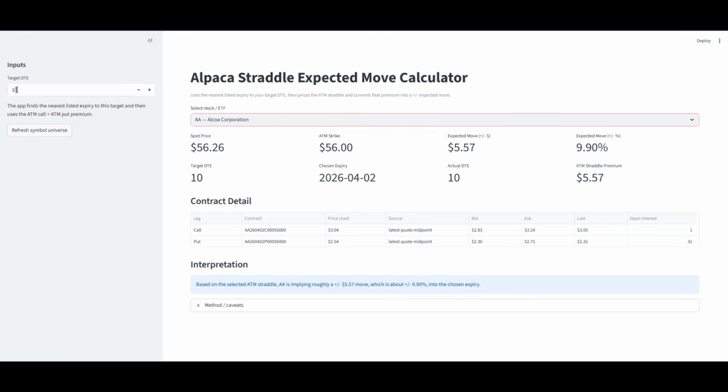And you can change the time horizon as you like. So let's do 30 days for Alcoa. And Alcoa could move from its current price of 56.26. The at the money strike is at 56. Could move nearly $10 in either direction over the next 30 days. Actual closest expiry is 32 days, so I'll put that into the calculator as well.